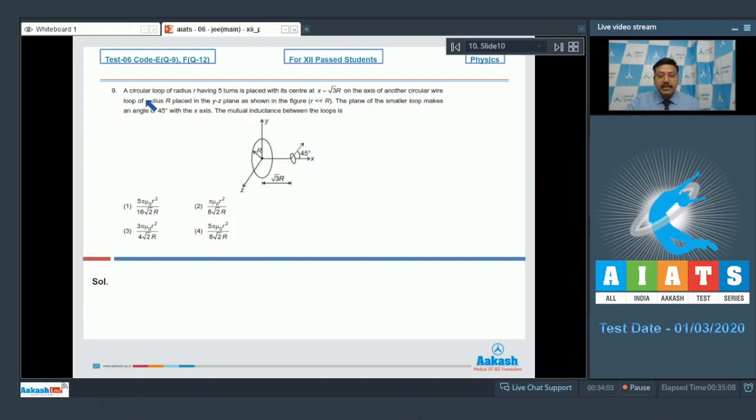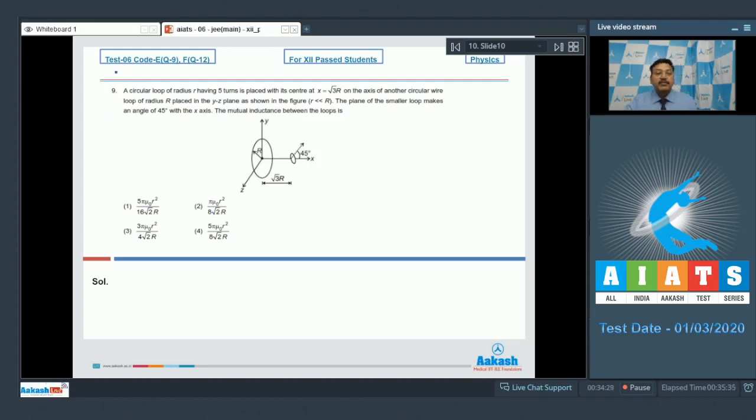Question 9 says a circular loop of radius small r having 5 turns is placed with its center at x equal to root 3r on the axis of another circular wire loop of radius capital R shown in the YZ plane as shown in the figure. And small r is much smaller than capital R. The plane of the smaller loop makes an angle of 45 degrees with the x-axis. The mutual inductance between the loops is.